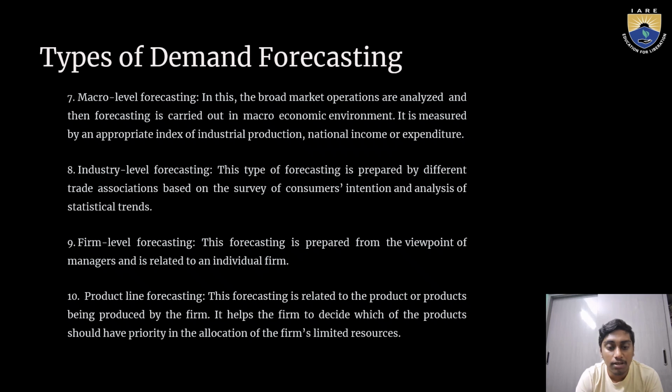Firm level forecasting. This forecasting is prepared from the viewpoint of managers and is related to an individual firm. Product line forecasting. This forecasting is related to the product or products being produced by the firm. It helps the firm to decide which products should have priority in the allocation of the firm's limited resources.